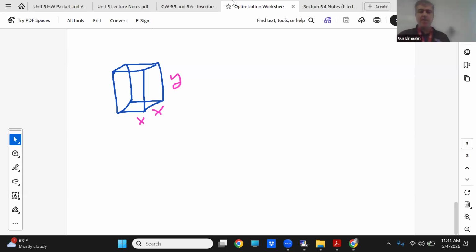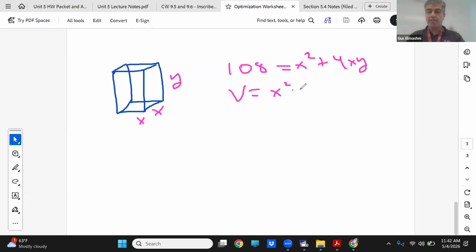So the area, and there's no top, by the way, so you don't do x squared twice. x squared plus 4xy. Actually, I know the surface area is 108. Sorry, that was dumb. Let's put 108 right away. 108 equals x squared plus 4xy. Volume is x squared times y, right? We're okay with that? And we want to maximize this.